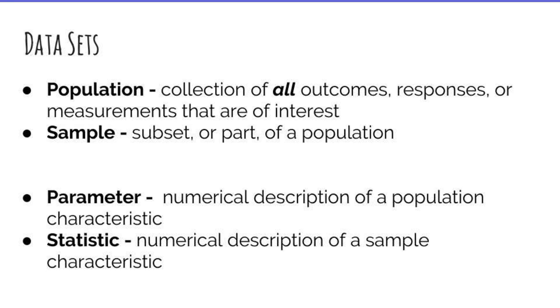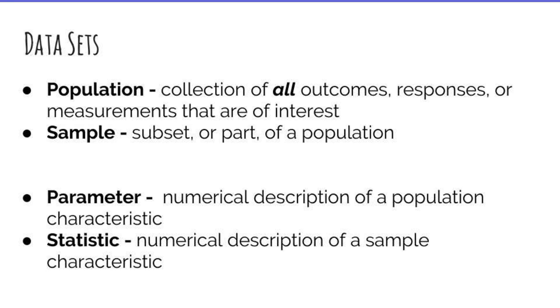Okay, so we're going to look at two different types of data sets. We have a population and a sample. A population is a collection of all of the outcomes. That's the key word there, it's all. So the population of the United States is every single person in the US, whereas a sample is a little piece of a population. If the population is the United States, a sample could be the people that live in Virginia. That's a subset, a part, a piece of the population of the United States.